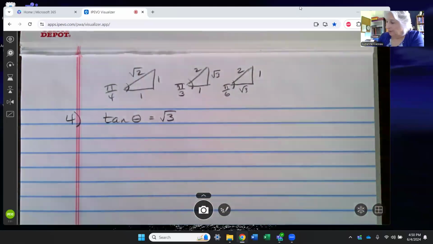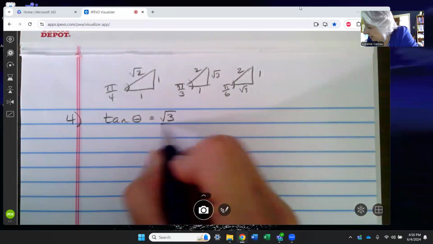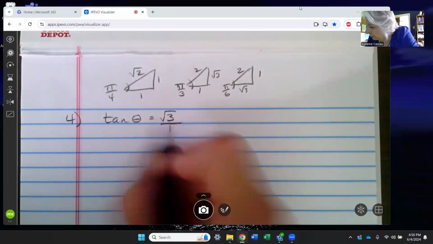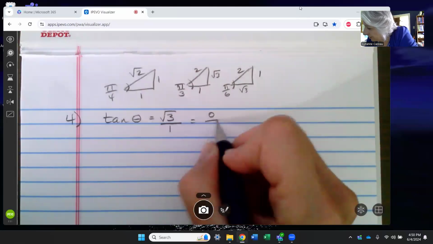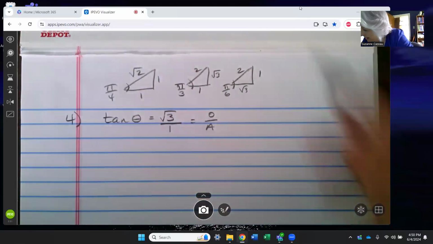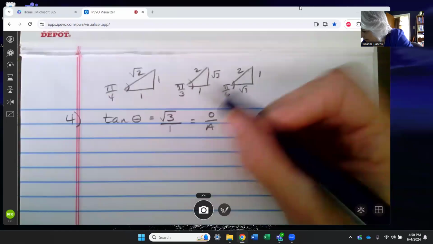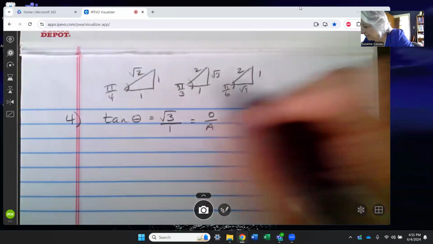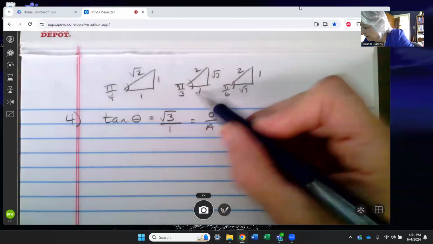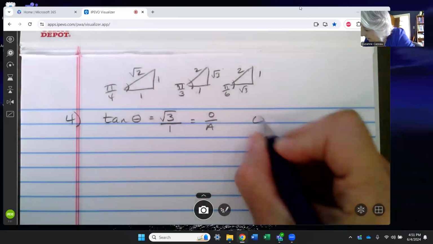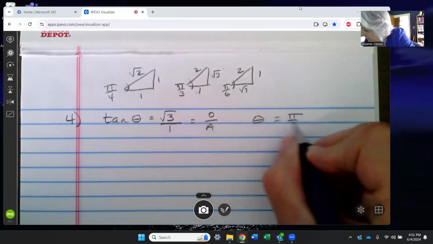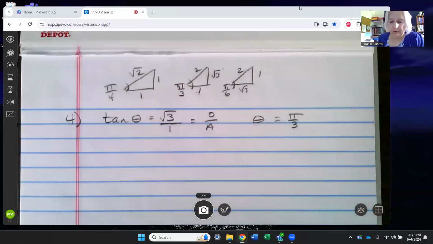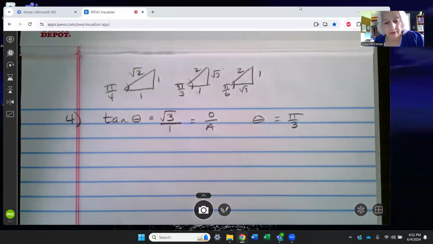Okay. So now if I think of this as root 3 over 1, and I know tangent is opposite over adjacent, well, which triangle is that? Opposite over adjacent, right? Well, that's going to be pi over 3. Opposite over adjacent is root 3. So theta is pi over 3. That one's so easy, it's hard.